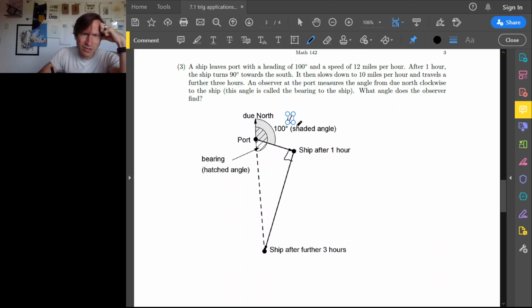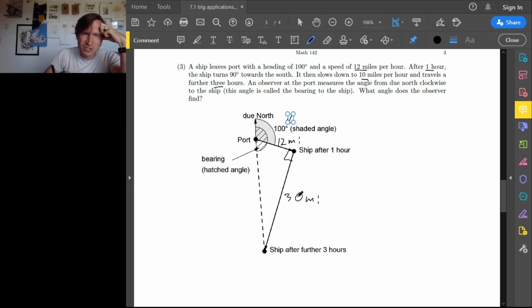Let's see, this first leg that the ship went down into the right, it's 12 miles per hour for 1 hour. So this side is 12 miles. Okay, and then the ship turns right, 90 degrees towards the south, then slows down to 10 miles per hour for 3 more hours. So that's going to make this 30 miles right here.